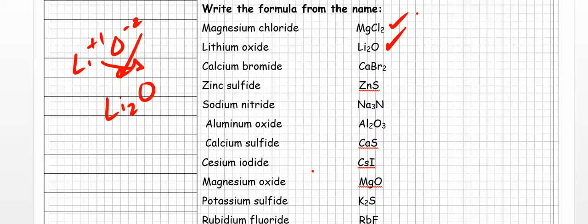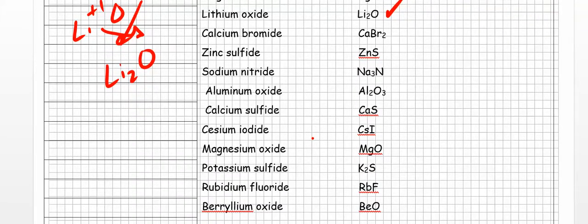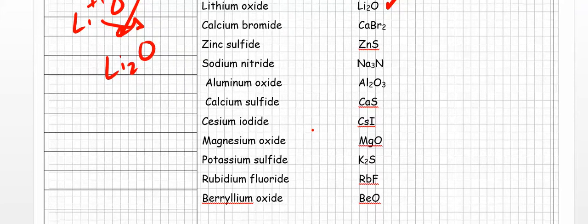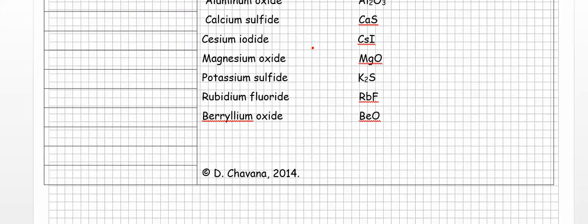Calcium sulfide would be CaS. You check these. Calcium sulfide, CaS. Cesium iodide, CsI. Magnesium oxide, MgO. Potassium sulfide, K2S. Rubidium fluoride, RbF. And we'll finish with beryllium oxide, BeO.